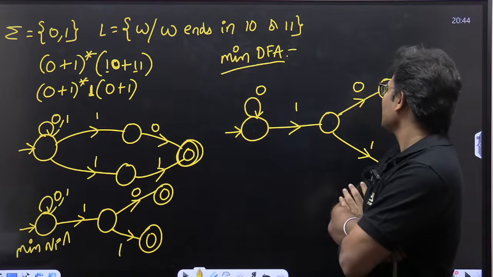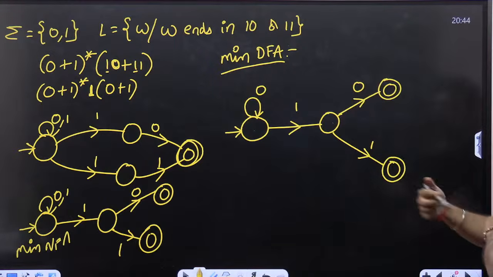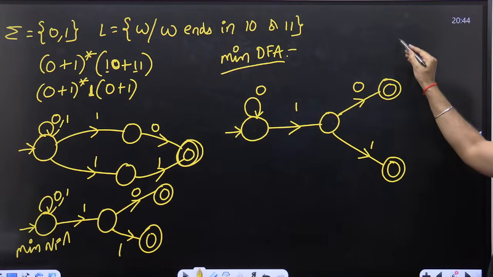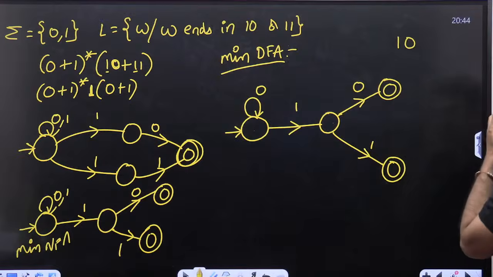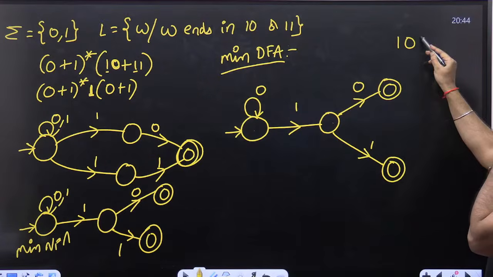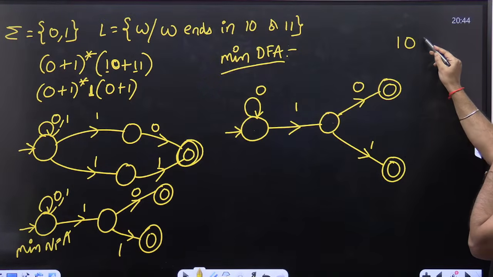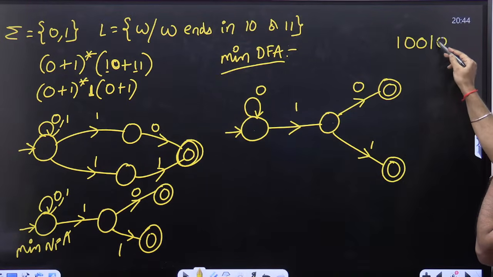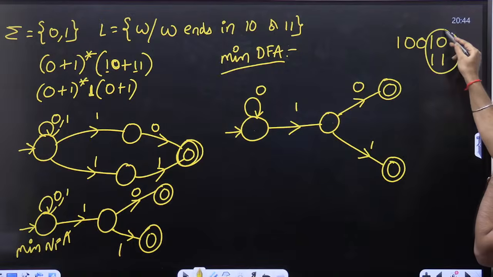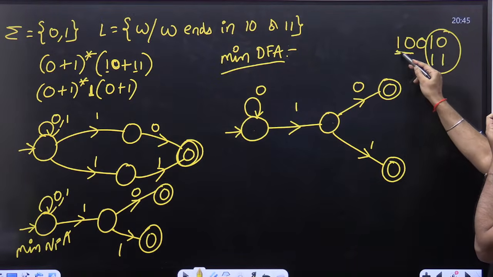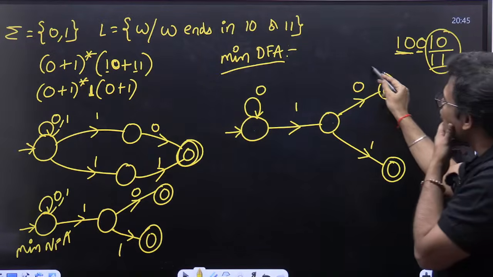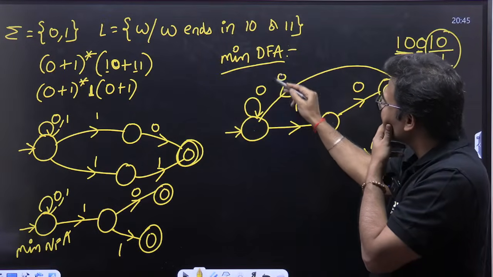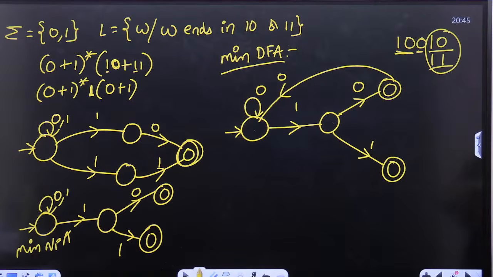Fine. Just think about this. How did I reach this state? By seeing 10. Now, if I get a 0, again I have to wait for 10 or 11, isn't it? The entire sequence is spoiled. If I get a 0, again I have to wait for the entire 11 or 10, therefore go back. Simple.